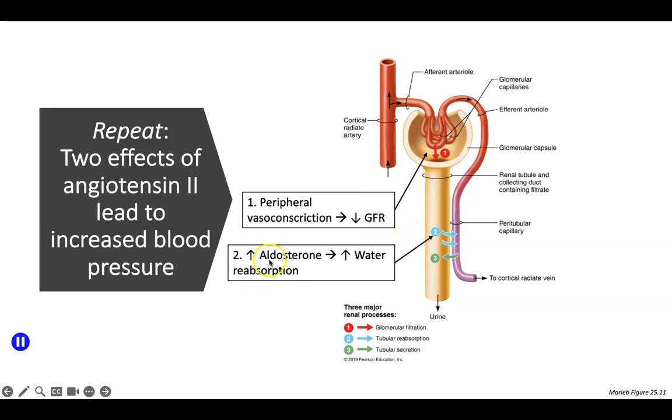Additionally, number two, the second effect of angiotensin II is increased aldosterone. And that is going to act on the renal tubules, where it's going to increase salt as well as water reabsorption into the blood. So we're doing everything we can to prevent even more water from being lost from the blood.